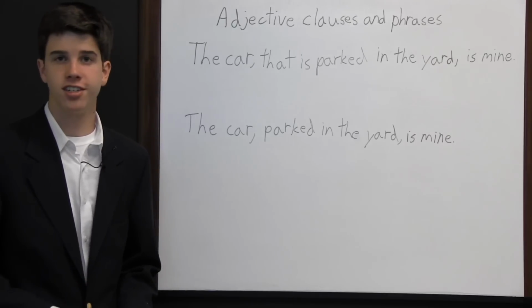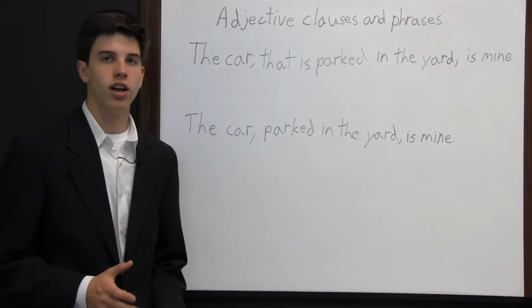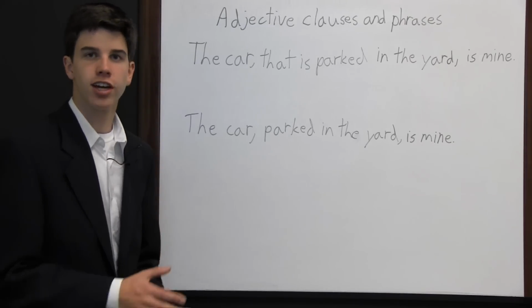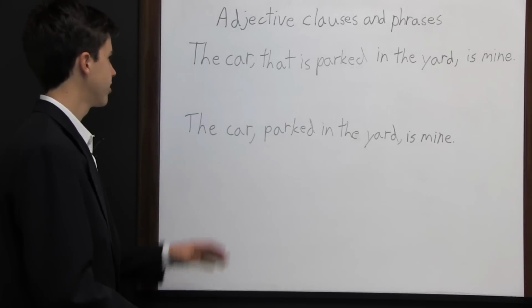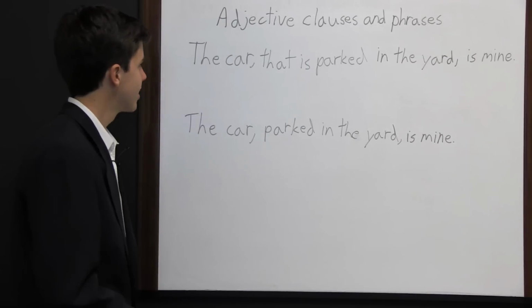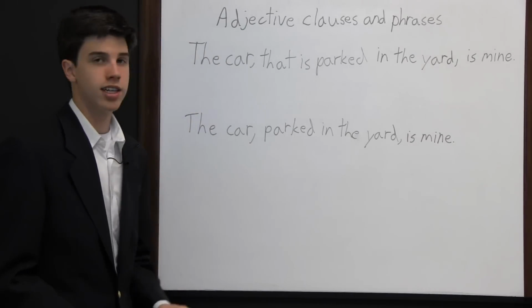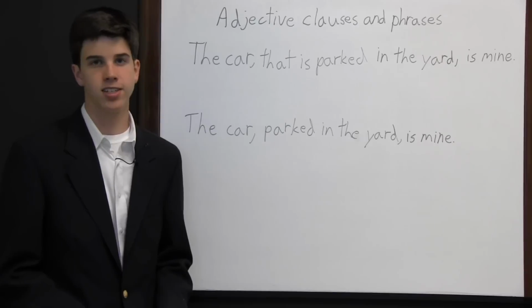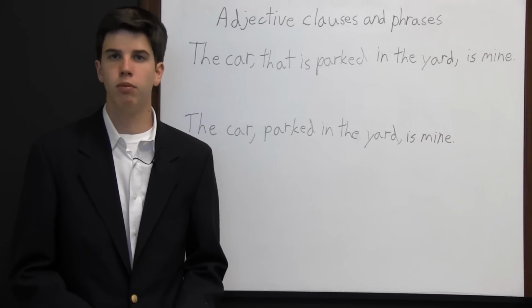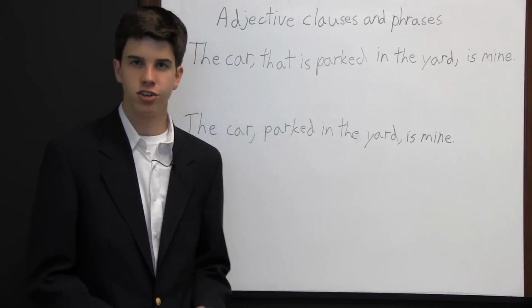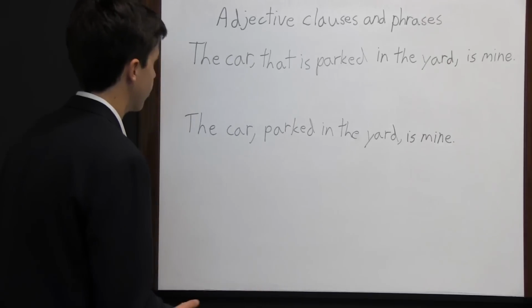Adjective clauses and phrases are groups of words that collectively play the role of an adjective. So I want to take a look at examples of a clause and a phrase. So let's take a look at this first sentence. It says, "The car that is parked in the yard is mine." So I'm going to go ahead and tell you that this first example is an adjective clause. And adjective clauses contain both a subject and a verb. So the adjective clause in this sentence contains both a subject and a verb.